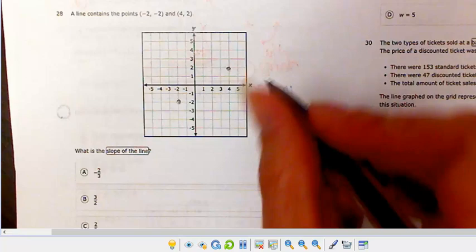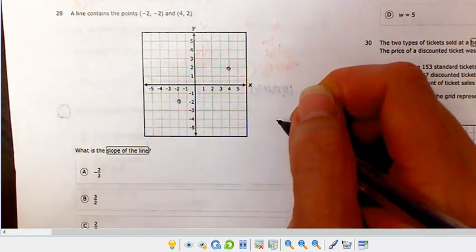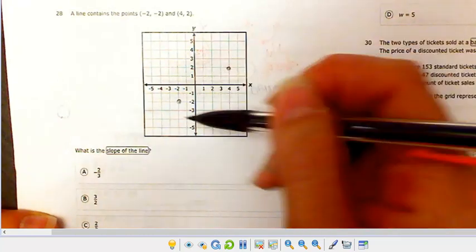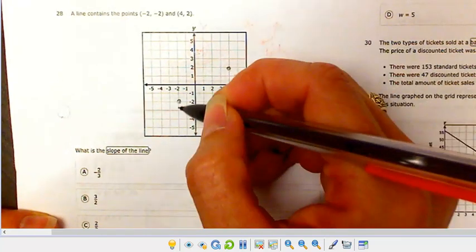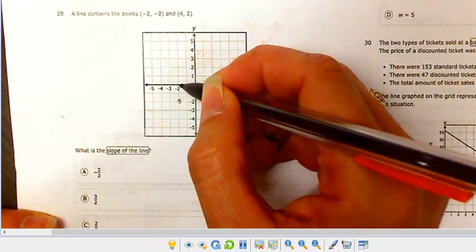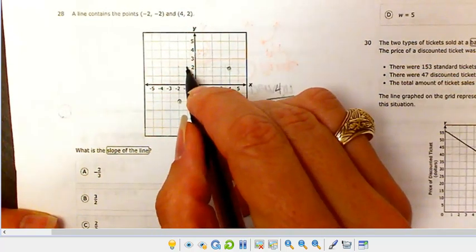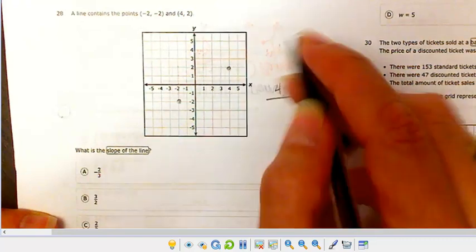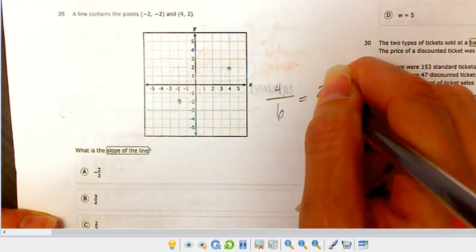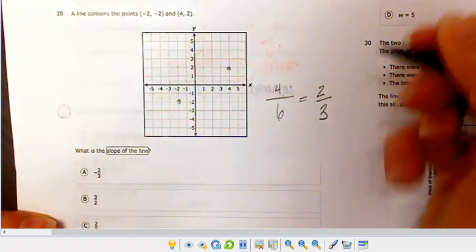Well, you can do y2 minus y1 over x2 minus x1, or because I plotted the points on the grid that they gave me, I just go 1, 2, 3, 4, up 4, and over 1, 2, 3, 4, 5, 6, which is going to give me a slope of 2/3. Let's see if I get that.